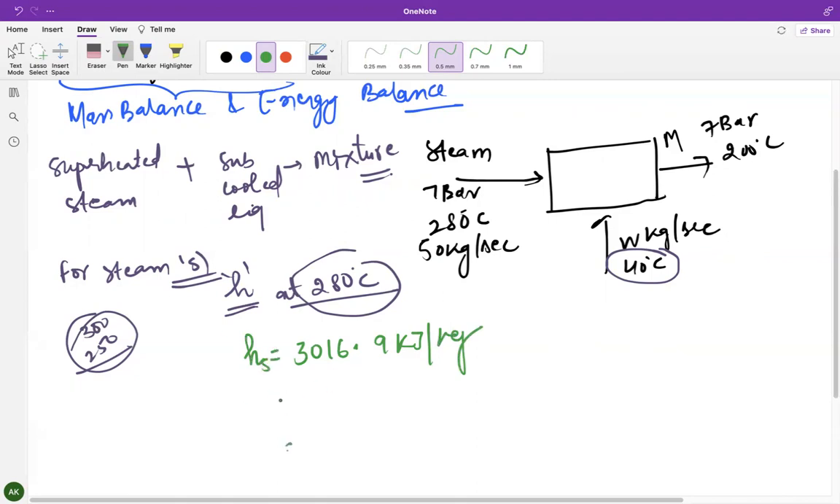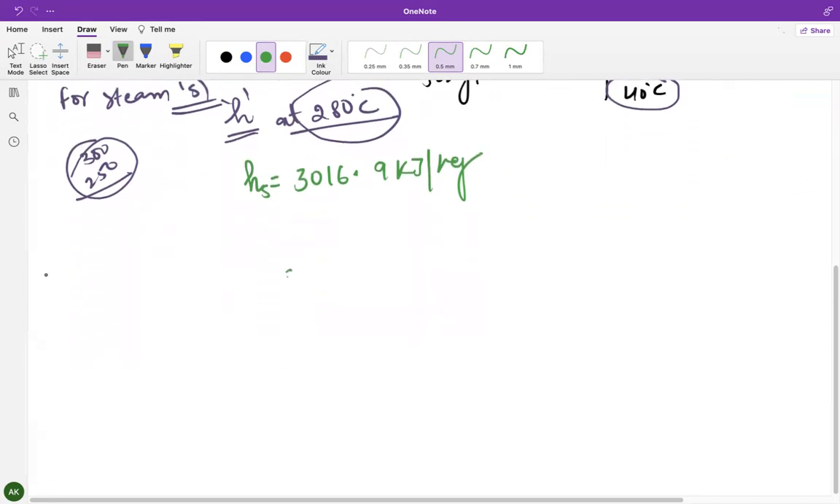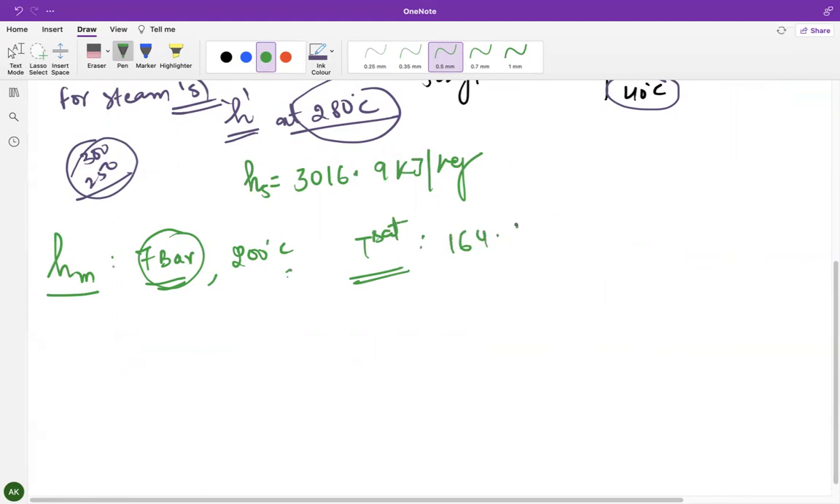Now after that we will be finding out the value of enthalpy of the mixture. The mixture is at 7 bars, right? And its temperature is 200 degrees Celsius. So if at 7 bars we look at our steam tables for the saturation temperature, it is 164.97 degrees Celsius. Now we know that our given temperature is greater than Tsat, so it is superheated steam. So what is the state of the mixture? It is also a superheated steam.